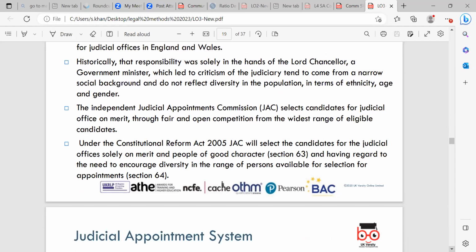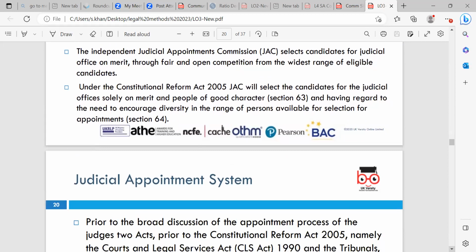Under the Constitutional Reform Act, the JAC will select the candidates for judicial offices solely on merit and people of good character, which is Section 63, and having regard to the need to encourage diversity in the range of persons available for selection and appointment, under Section 64.